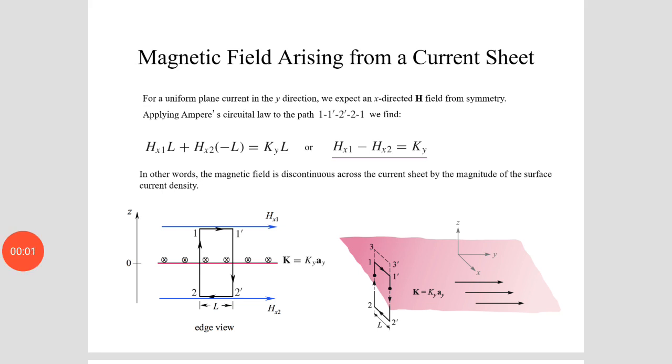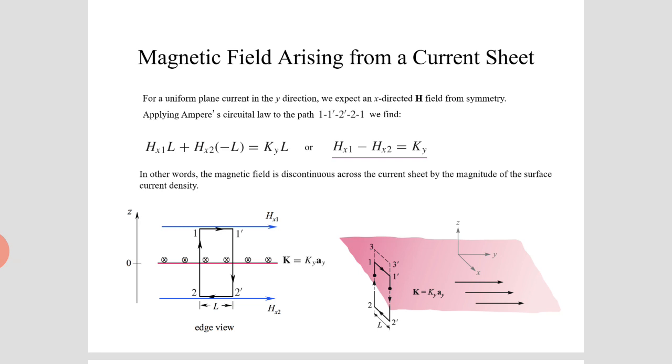Hello students, in the previous lecture we discussed the application of Ampere's circuit law, that is the coaxial transmission line. Now let us consider one more example, that is, how a magnetic field arises from a current sheet. So let us consider a sheet of current flowing in the positive y direction and located in the z is equal to 0 plane.